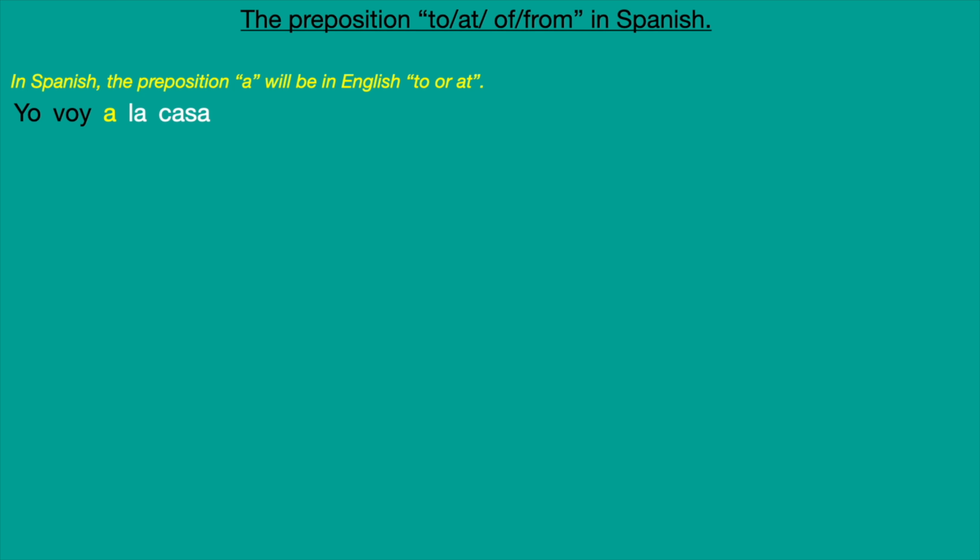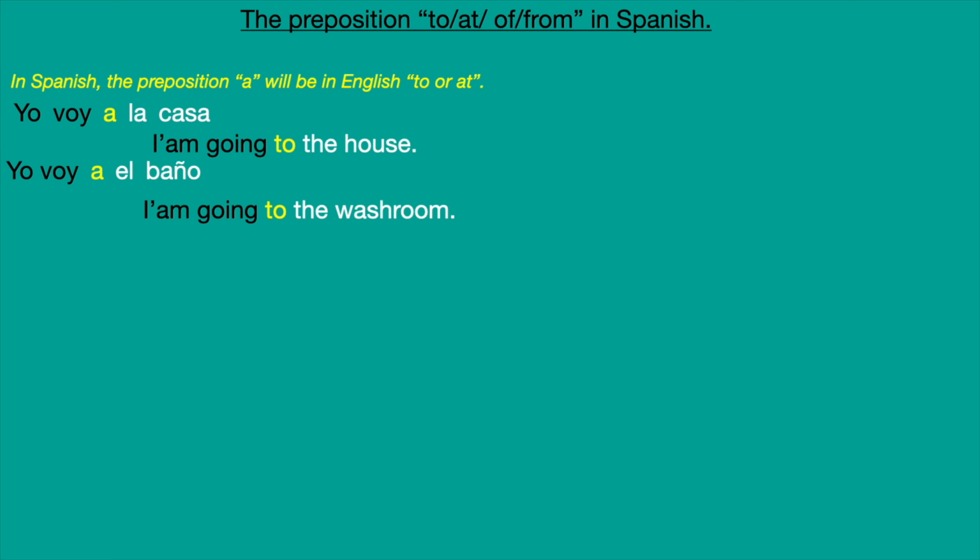But the most important thing is that we are using the preposition a. It's used when you go to a location. Again, here it is: I am going to the house. And then we have here yo voy a el baño. So baño is a washroom, right? I am going to the washroom, and because it's masculine, you will say el baño.